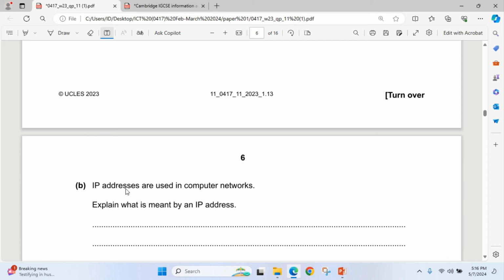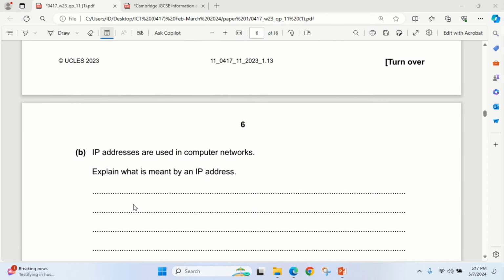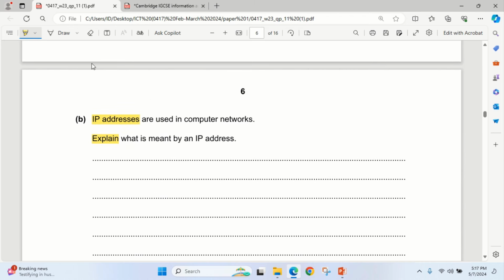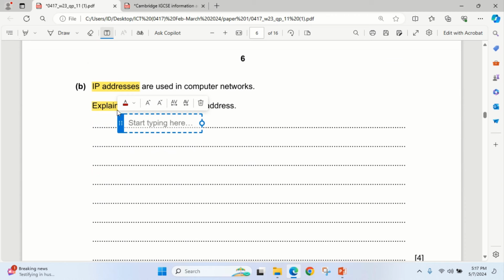IP addresses are used in computer networks. 5b. IP addresses are used in computer networks. So explain what is meant by an IP address. If you look at this, the command word here is explain, and we are talking about IP addresses, that is internet protocol. So what is meant by an IP address? Since IP is used as an acronym in this question, you could start by telling us the full meaning of IP, and that will help you to get 1 mark out of the 4 marks that has been allotted to this question.